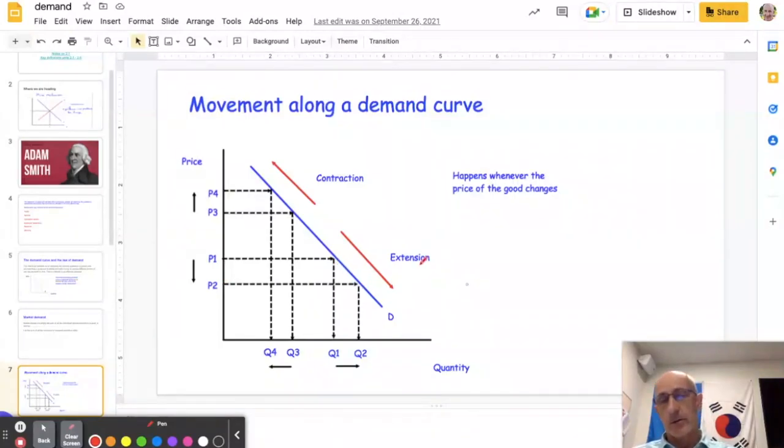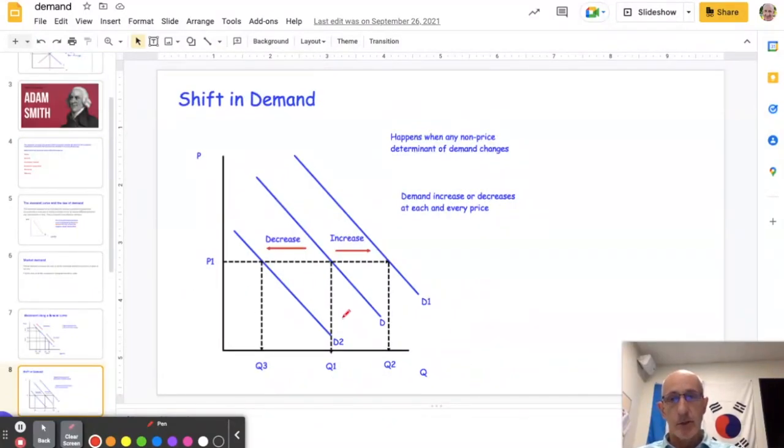Now you might wonder why we don't call these increases and decreases, and it's because we don't want to get things confused with a situation when the demand curve actually physically shifts. So when we talk about an increase in demand, what we mean is that the demand curve has shifted here to the right from D to D1. More is demanded at each and every price, or the demand has fallen from D to D2. That's a decrease in demand. Less is demanded at each and every price.